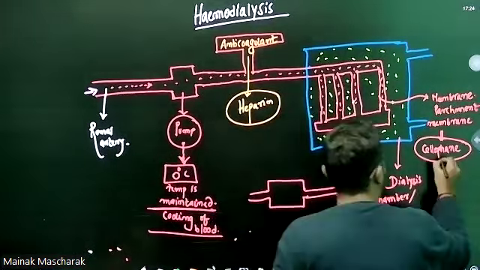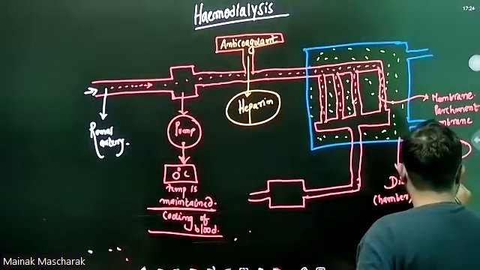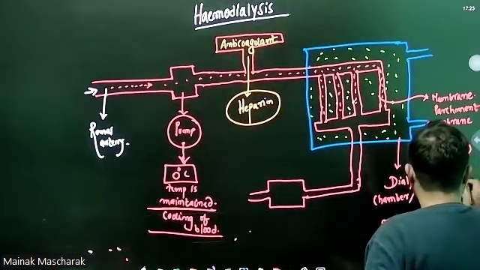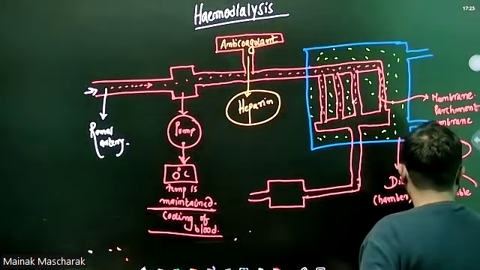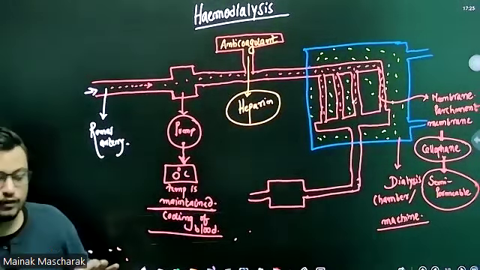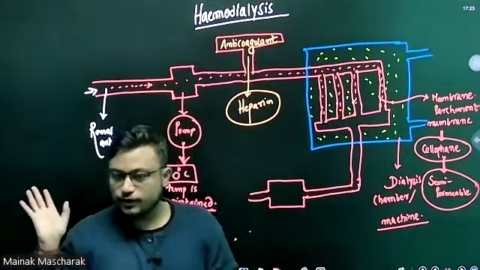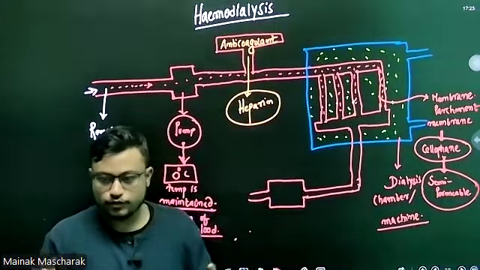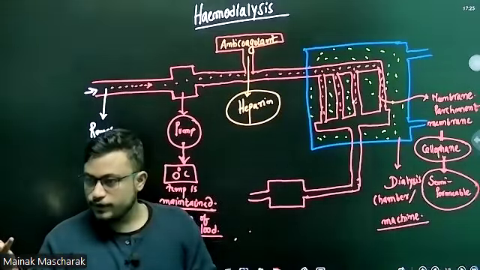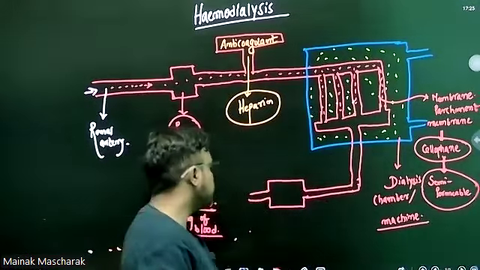And what is the characteristic of this membrane? The characteristic of this membrane is that it is semi-permeable. By semi-permeable, we mean that it will allow certain things to enter, but not the entire thing. It will allow certain solutes to pass through it, but not every single thing. So this is your semi-permeable membrane.